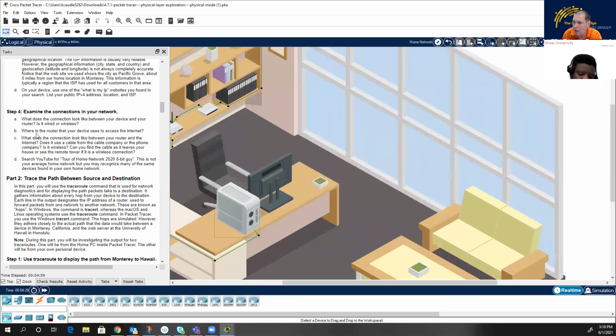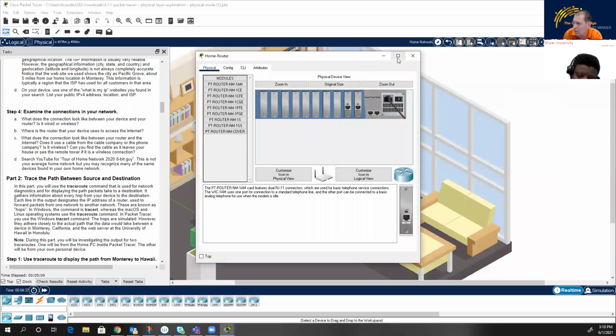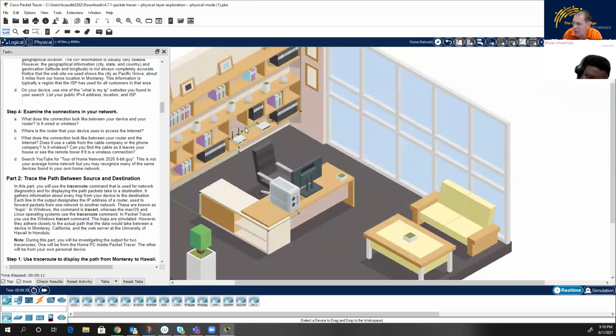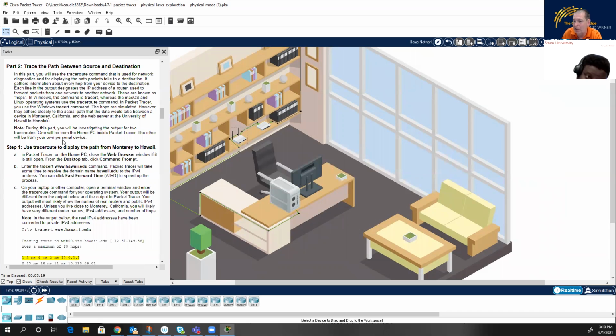Where's the router that your device uses to connect to the internet? Well, like I said, if you look here, you can see this cable going across here. You can see your wireless router right here that you can click on. And you can see the cable modem that is connected to that wireless router. So what this is really trying to do is get you to see how a small office or a home office would be set up.